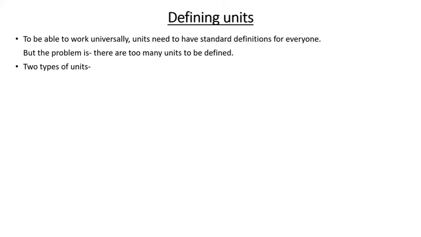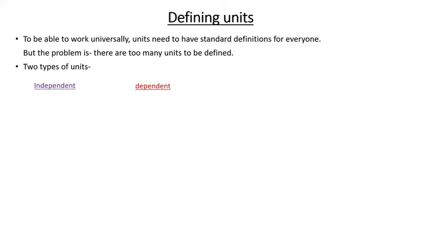But the problem is there are too many quantities in physics. You cannot define every one of them. So what scientists have done is they have studied those units and they have found that they are mainly of two types: independent and dependent.